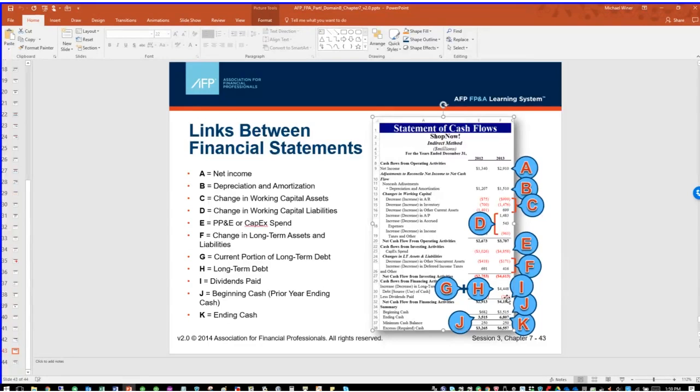Just as a trivia question, they probably won't ask this, but as a trivia question, the only line on the cash flow statement that is not on one of those two statements is dividends paid. It is on indirectly because it affects retained earnings on the balance sheet, but it is not a directly stated number on either statement. Okay, that gives you a net cash from financing.